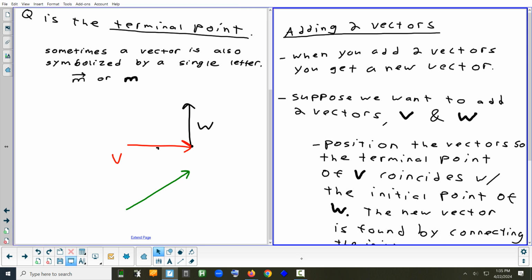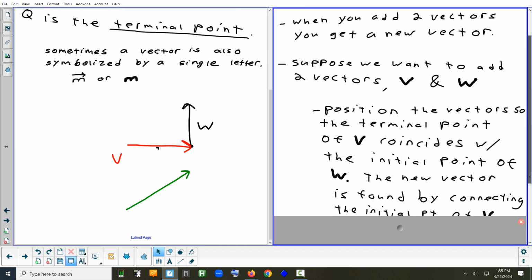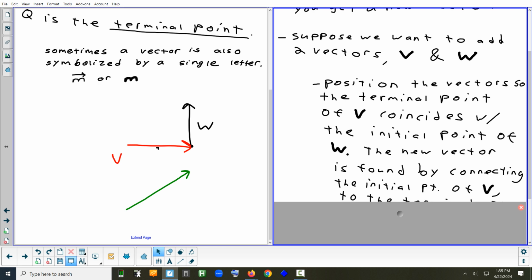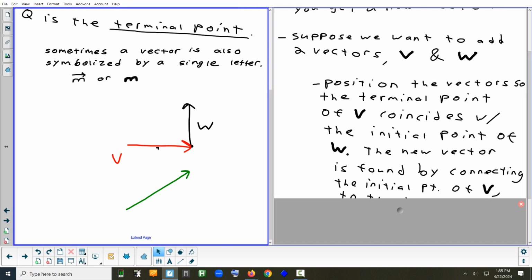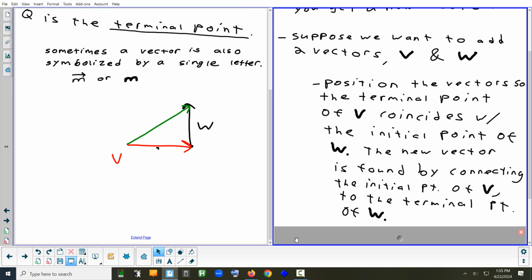Once you connect them, the answer is found by connecting the starting point of the first vector to the ending point of the second vector, just like that. So drawing them out is a really good way to visualize what's going to happen when you combine two vectors together.